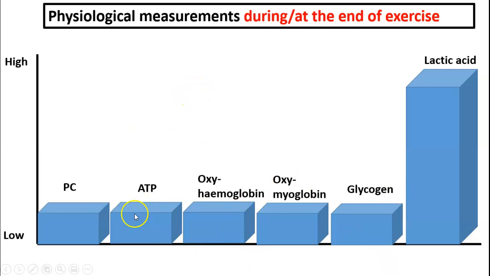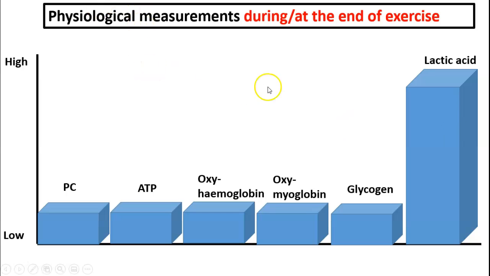Because you're exercising, we've depleted our PC, we've depleted our ATP. The oxygen from our hemoglobin has gone, so it's low. Oxymyoglobin, the oxygen has gone off the myoglobin into the muscle, that's low. Glycogen has been used for energy, that's low. And then lactic acid, of course, is high because we're working at an intensity that's causing it to build up. So that is an example of our physiological measurements during exercise.